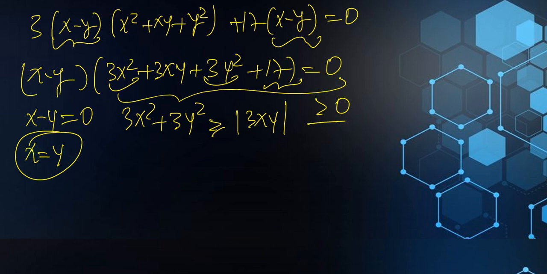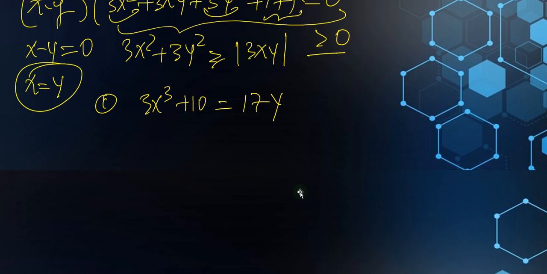So what is interesting here is that x is equal to y. So this is what we're going to use. I'm going to pick the first equation, which is 3x to the 3 plus 10 equals 17y, and then I'm going to replace the value here. So I'm going to have 3x to the 3 minus 17x and then plus 10 equals 0. So now I just have to work on this.